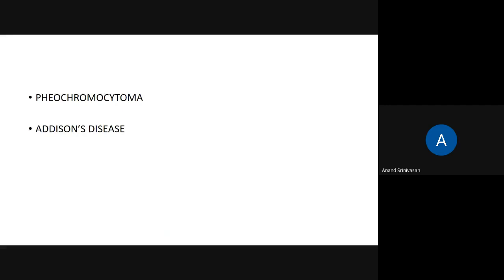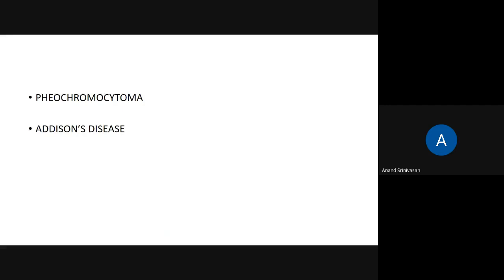The other clinical condition is pheochromocytoma. Pheochromocytoma is because of a tumor present in the adrenal medulla. You know that the adrenal medulla secretes epinephrine and norepinephrine. So the patient with pheochromocytoma will always be anxious, sweating profusely, and has an anxious look most of the time.